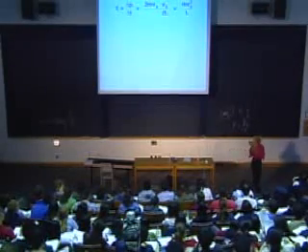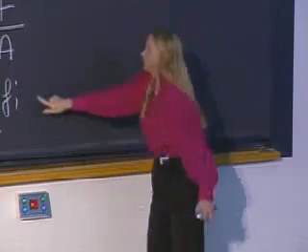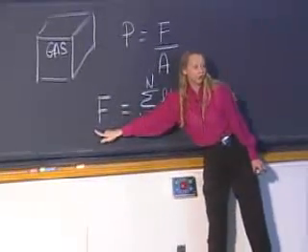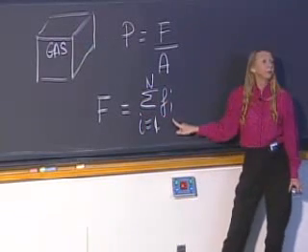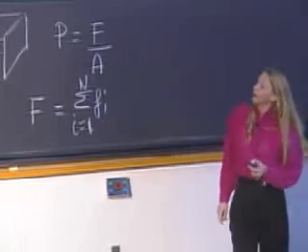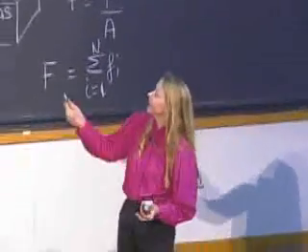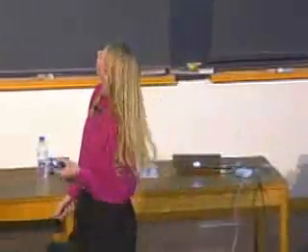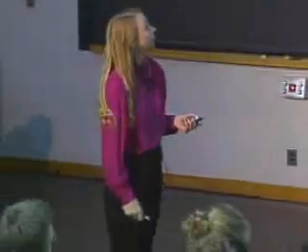Okay, but we said that Maxwell's idea was that the macroscopic total force was the sum of these individual forces. So what we have to do is take the force of each individual molecule and add them up over all the molecules. So there's that force for molecule 1, for molecule 2, molecule 3, all the way up to molecule N. Okay?